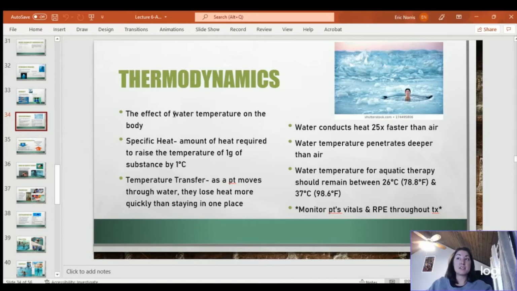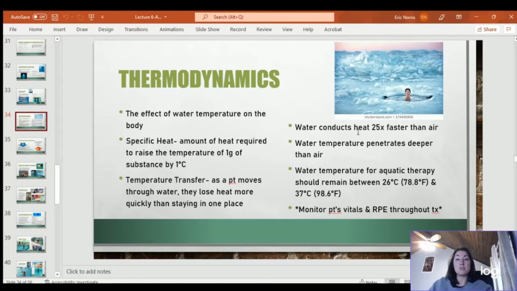Thermodynamics. These are the effects the water temperature has on the body. The specific heat is the amount of heat required to raise the temperature of 1 gram of substance by 1 degree Celsius. And for temperature transfer, as a patient moves through water, they lose heat more quickly than staying in one place. And remember, water conducts heat 25 times faster than air.